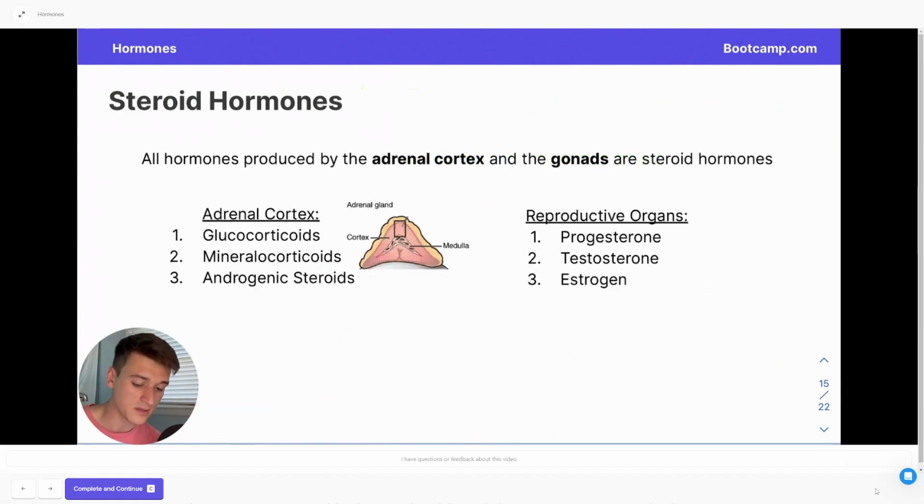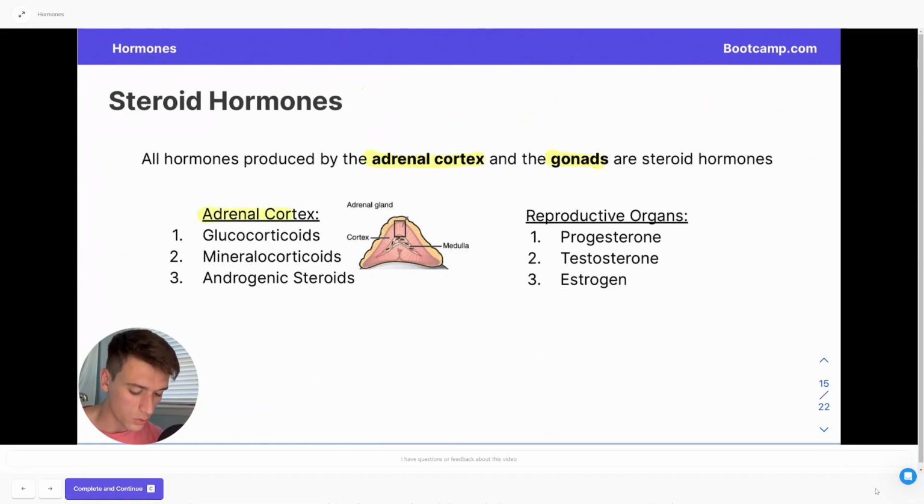So who is making these steroid hormones? Who's going to be using their smooth endoplasmic reticulums to make these lipid-based hormones? Well, steroid hormones comprise all of the hormones that are released by the adrenal cortex and the gonads of humans. The gonads, of course, being the testes and the ovaries.